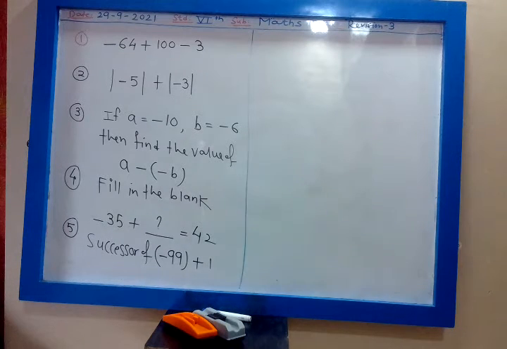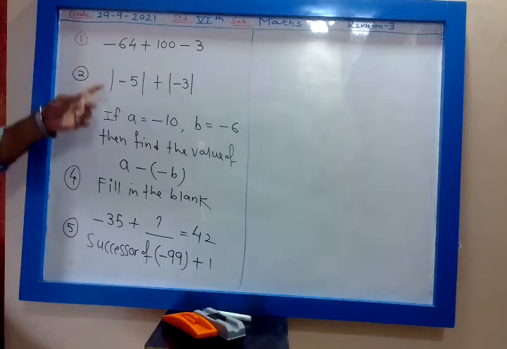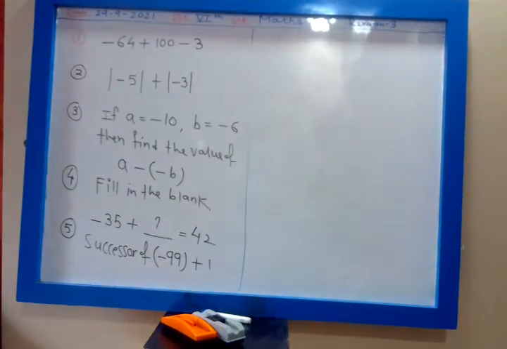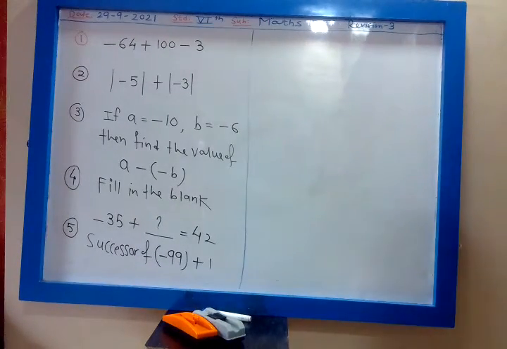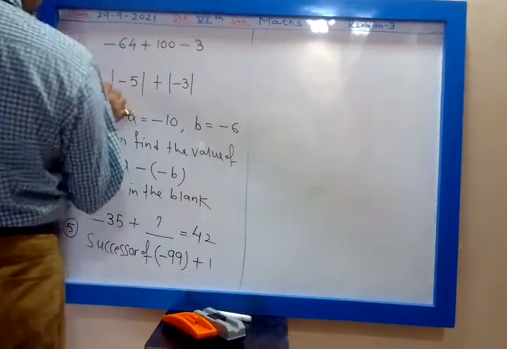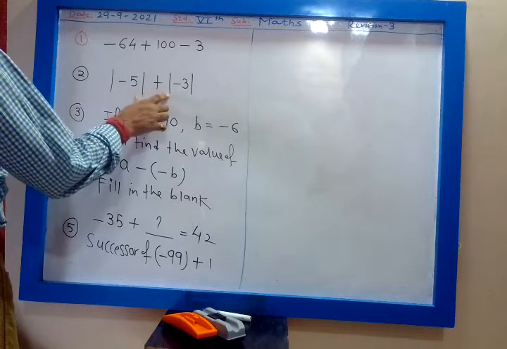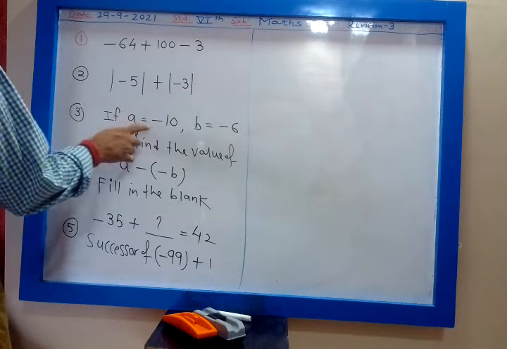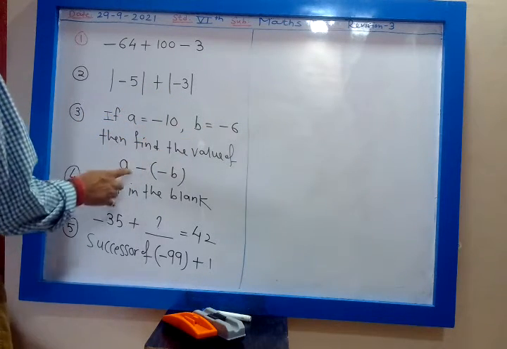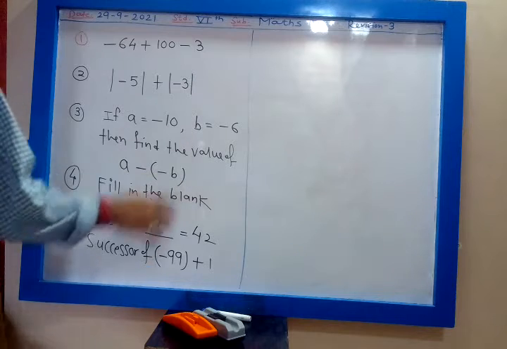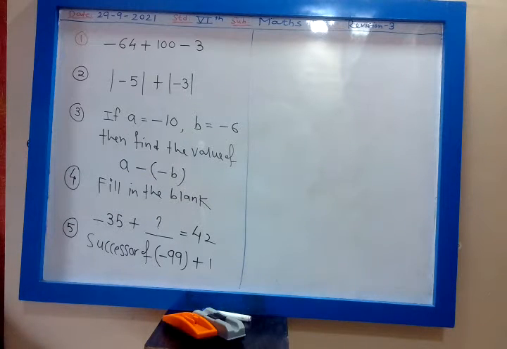First question is minus 64 plus 100 minus 3. Second question is find the absolute value of minus 5 plus the absolute value of minus 3. Third question: A is minus 10, B is minus 6. Find the value of A minus minus B.